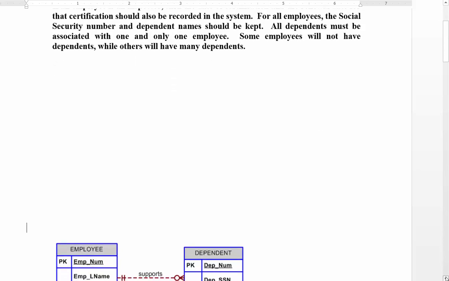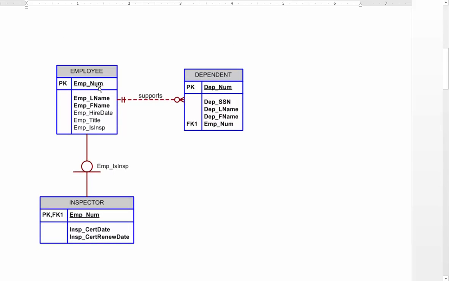If we look at an ERD chart, we can see that an employee supports a dependent. There's a one-to-many relationship here. Notice there's a zero, so zero to many. Now, if we look at our employee to inspector, notice that inspector and employee are synonymous. So therefore, it is a partial completeness.